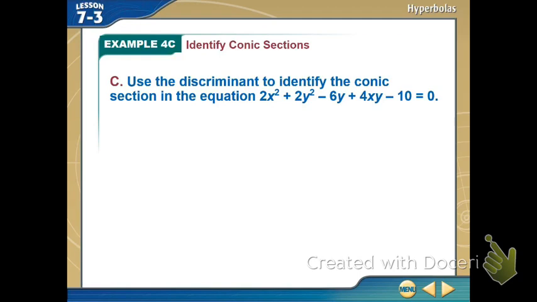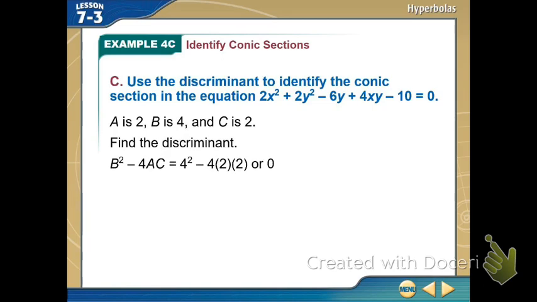Use the discriminant to identify the conic. So again, here a is 2. This is c is 2. And this is b is 4. So we're going to plug those three values into the discriminant, and we get the discriminant is 0. So right away we're going to identify this as being a parabola.